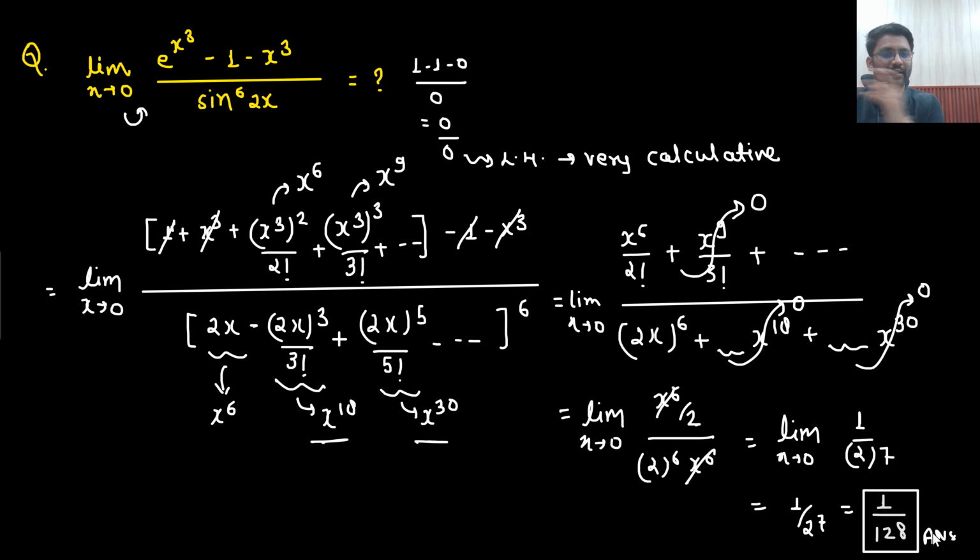If you have applied L'Hopital, then it will be very difficult, very calculative. So this is how we will be thinking in the examination hall. If we are not able to apply L'Hopital, let's do the expansion. I know the expansion of e to the power x. I know the expansion of sin x as well. Then I can write down the expansion of e to the power x cube, and the expansion of sin 2x, and I will get my answer, which is 1 by 128.